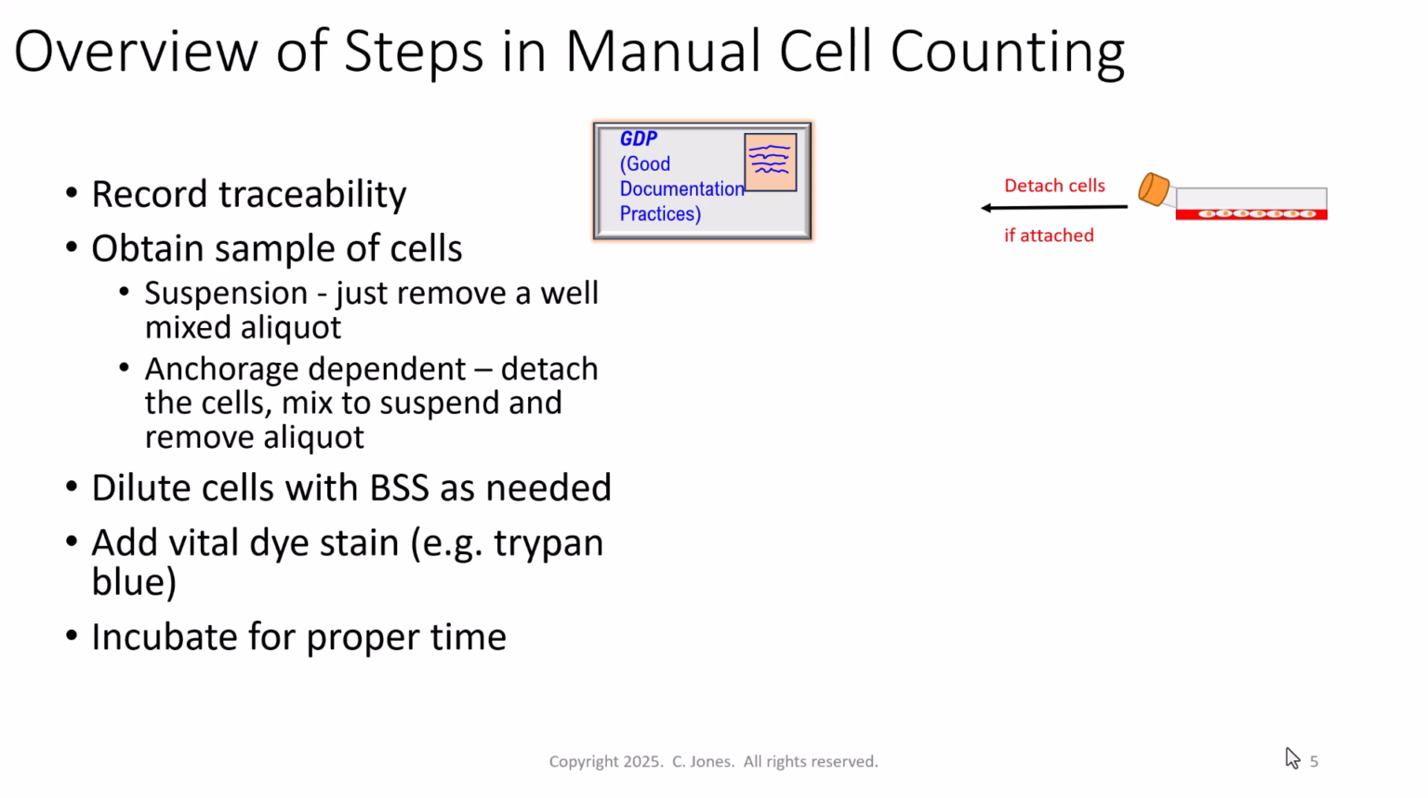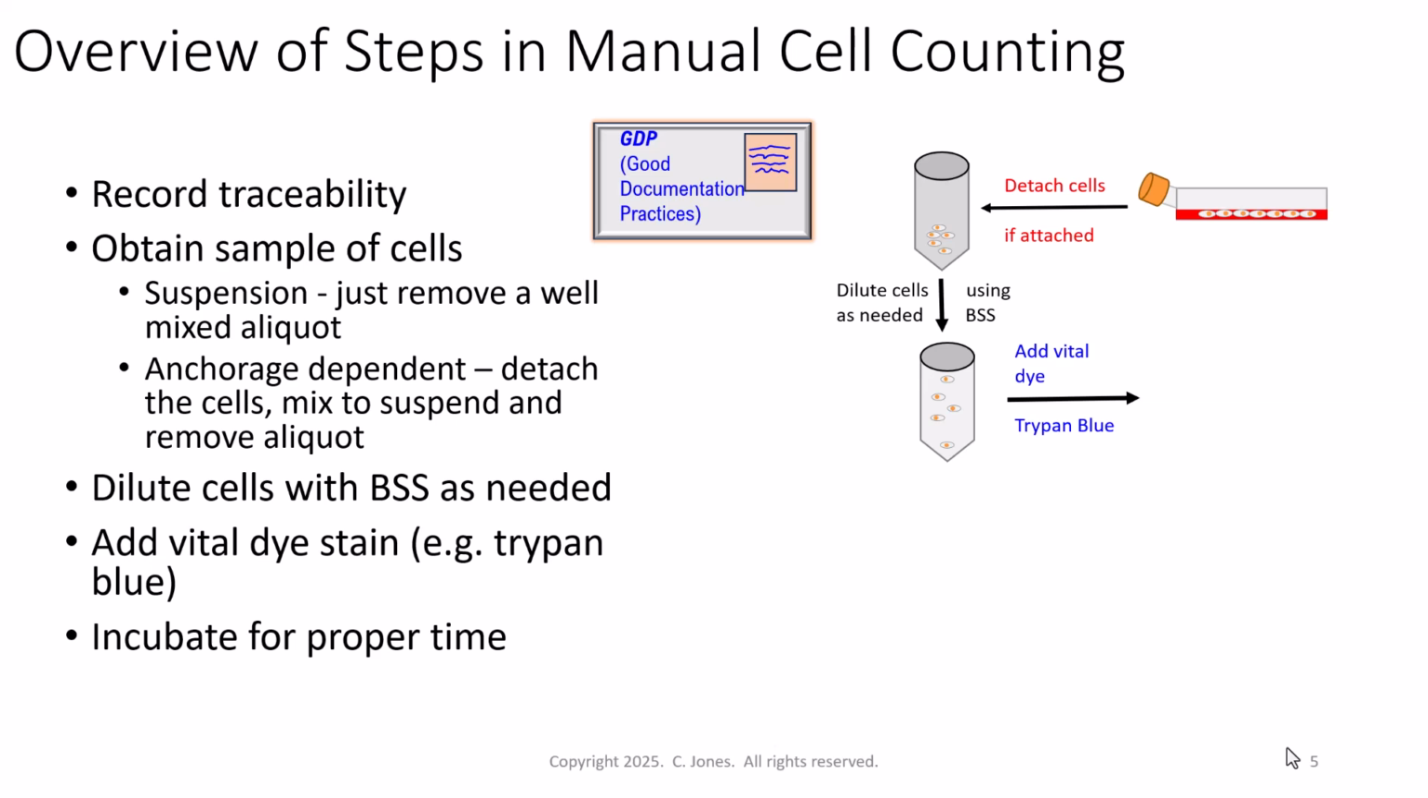Okay, so we've collected our cells. We're going to put these into our pyrogen-free microcentrifuge tube. If necessary, we're going to dilute the cell mixture using a balanced salt solution. So you can see they've sort of spread out here. Then we're going to add our trypan blue vital dye, and the dead cells whose membranes are presumably compromised will take up the dye, while the live healthy cells will exclude the dye.